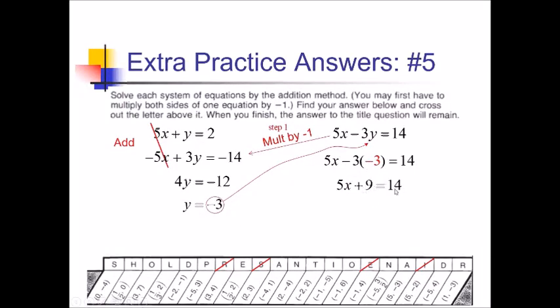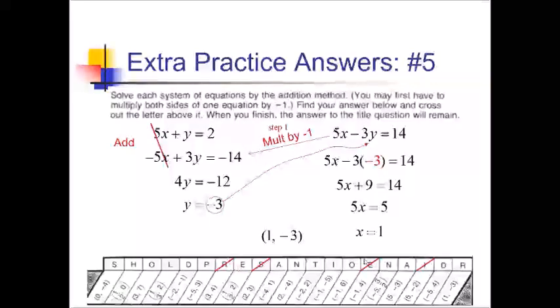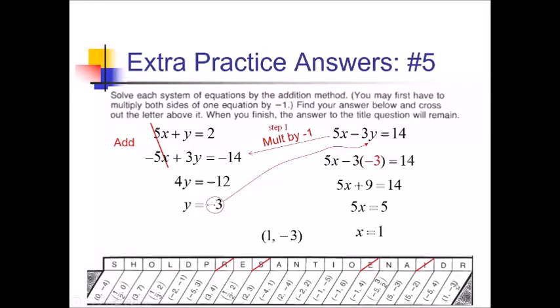Subtract 9 from both sides. 14 minus 9 is 5. And that's convenient because if I divide both sides by 5 now, I get x equals 1. So that's the point 1, comma, negative 3. Looking down below, it looks like I have 1, negative 3 over here at the very end with r, so I'll cross that off and move on to the next question.